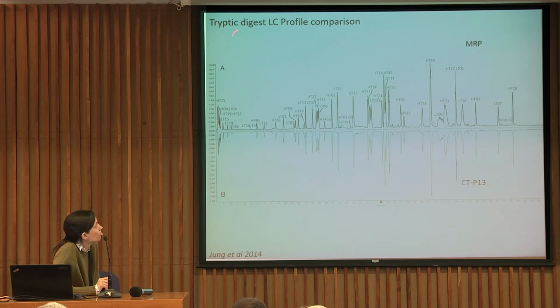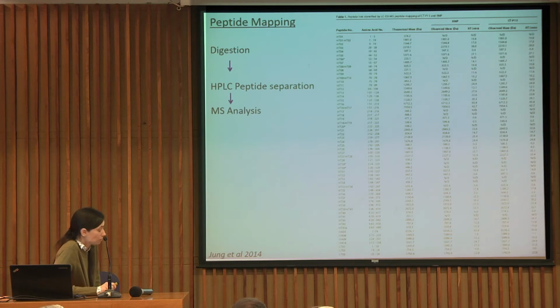Then the next step is to do tryptic digest LC profile comparison. So now it's not the intact protein, but you have a digested protein. In this case, it's with trypsin. So we do a mirror plot of the innovator and the biosimilar. We already know what each peak corresponds to in the innovator, so all the peaks are labeled. So this corresponds to a light chain tryptic peptide 17 and so on. So we can compare the mirror plots and check to see if there are differences between the two LC profiles.